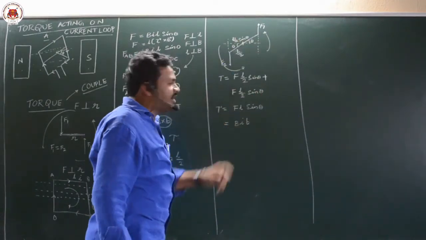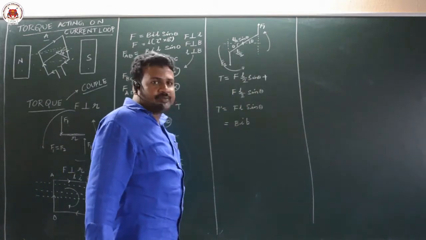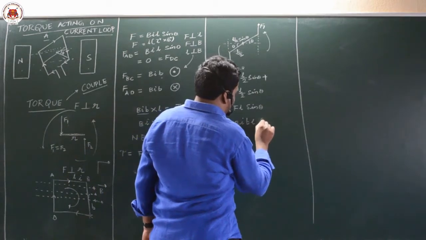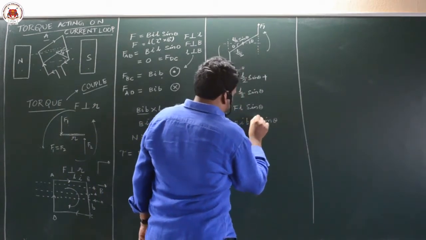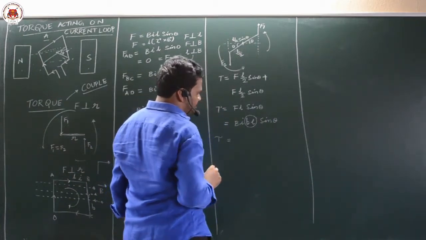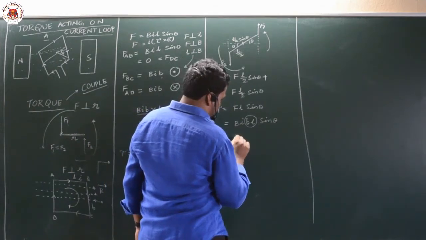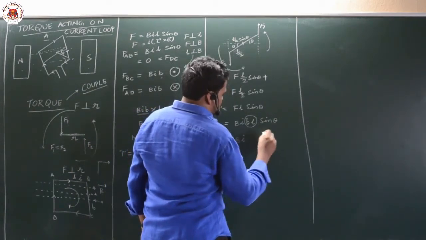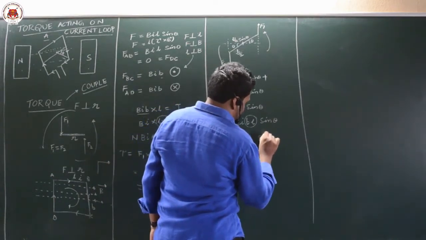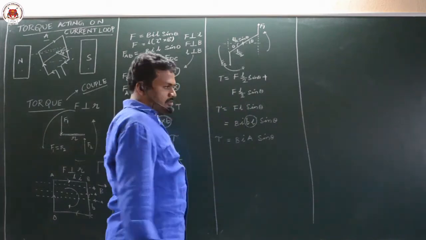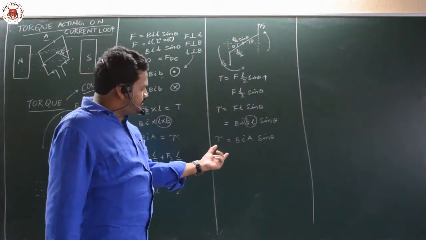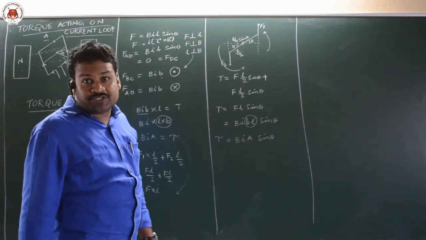So total torque if you add FL by 2 sin theta plus FL by 2 sin theta, you will get BIBL sin theta. Again B into L is equal to area, so BIA sin theta. This derivation you can get very easily from your first year definition.